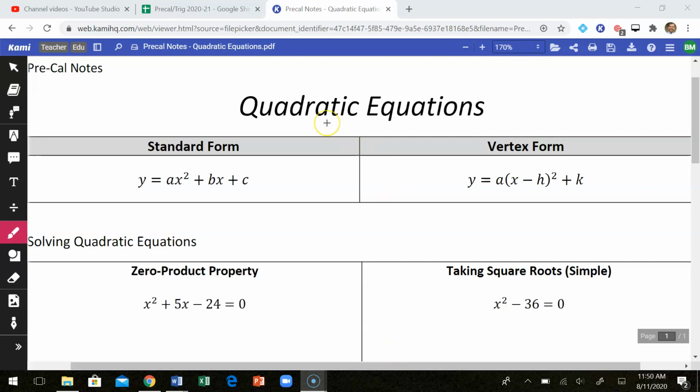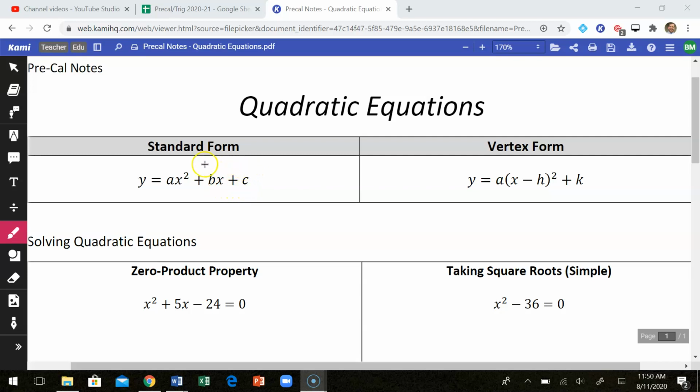This video is all about quadratic equations. The first part of it is when it comes to graphing a quadratic equation. You often see the equation in two forms. First, you have standard form, which is this: y equals ax squared plus bx plus c.